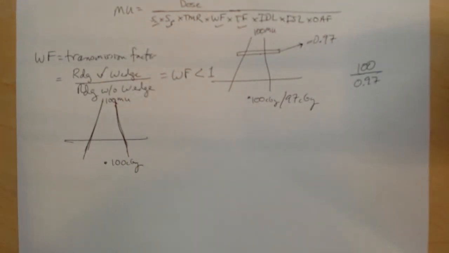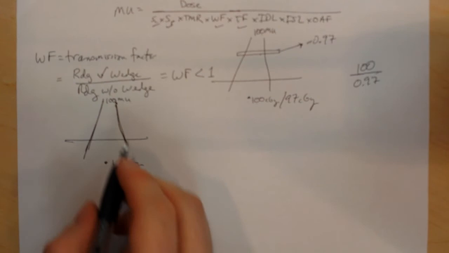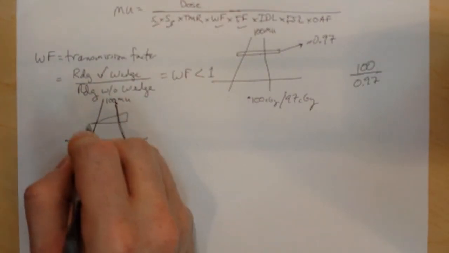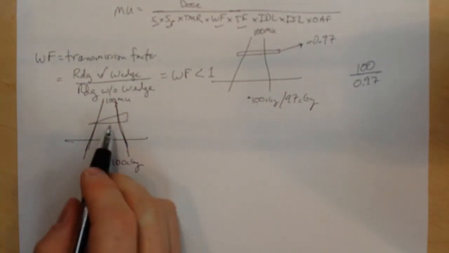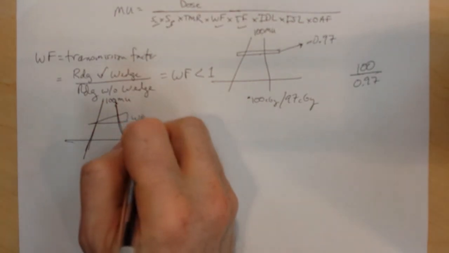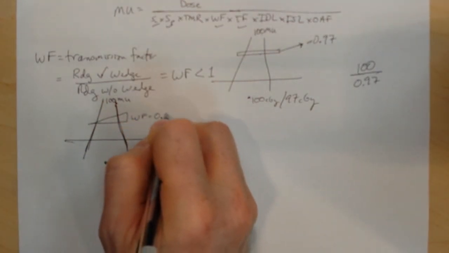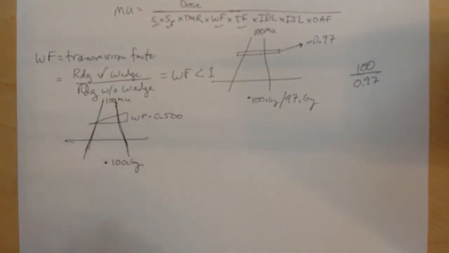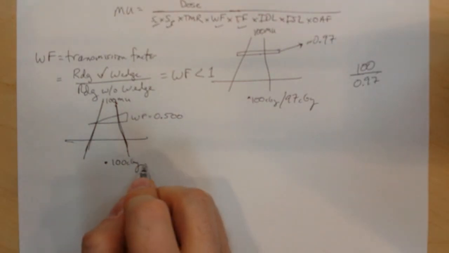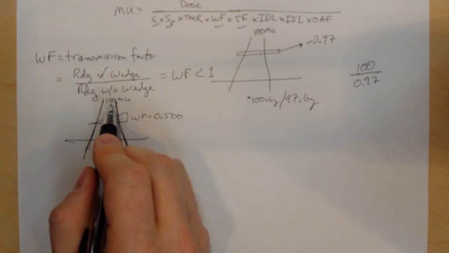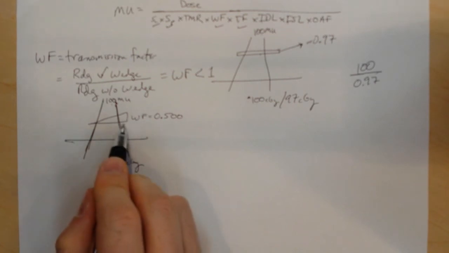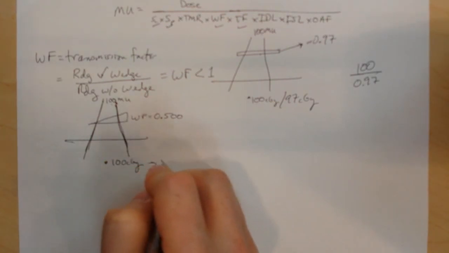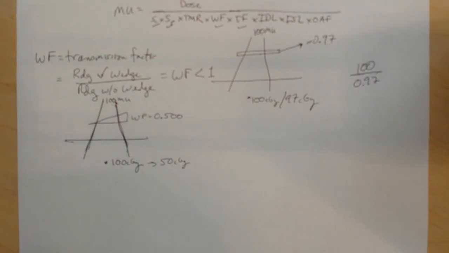As a dosimetrist, we put a wedge in this machine. It's made out of metal, and it attenuates the beam. Let's say the wedge factor is 0.5. It attenuates the beam by 50%. If you forget to put the wedge factor in the calculation, you're going to tell the therapist to dial up 100 monitor units. How much are they going to deliver? They're not going to deliver 100 centigray. Half the beam's been attenuated. They're going to deliver 50 centigray. The patient's going to be underdosed by half.